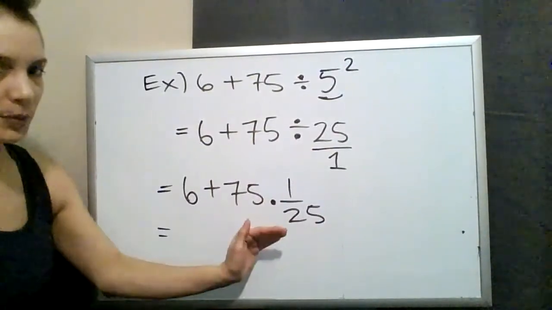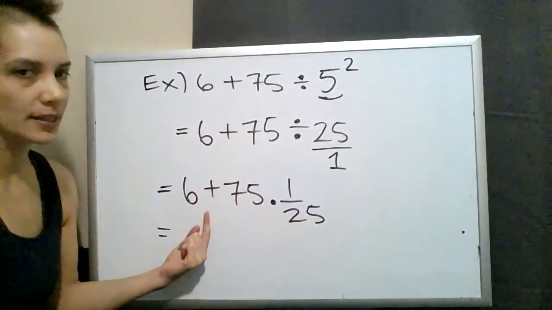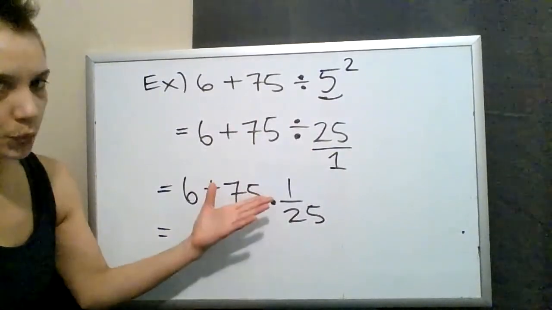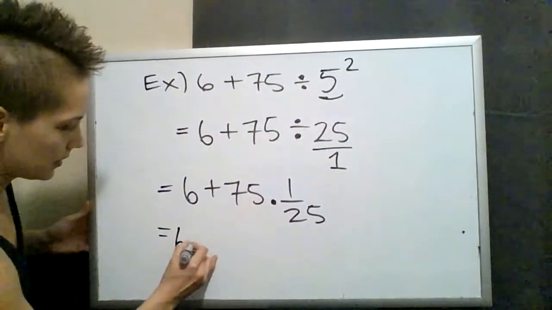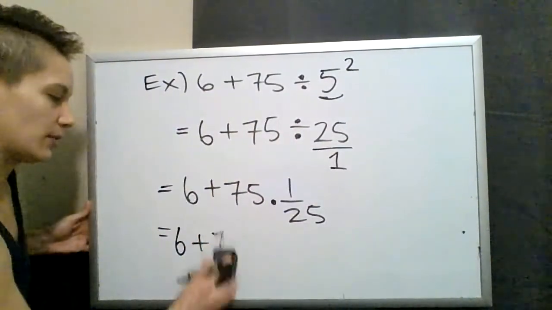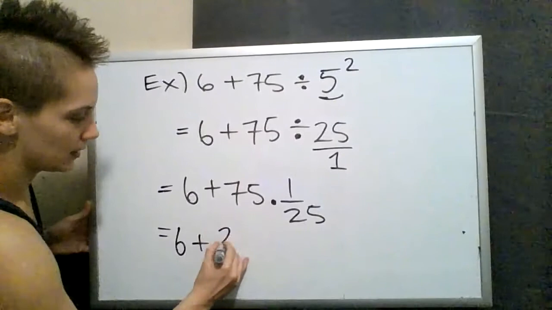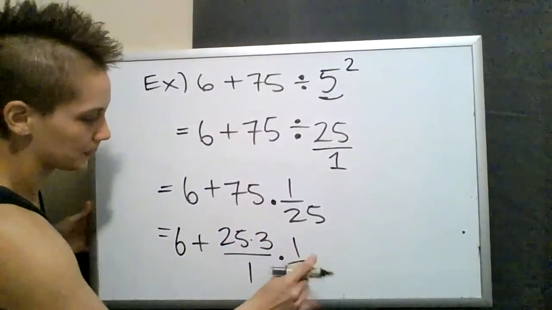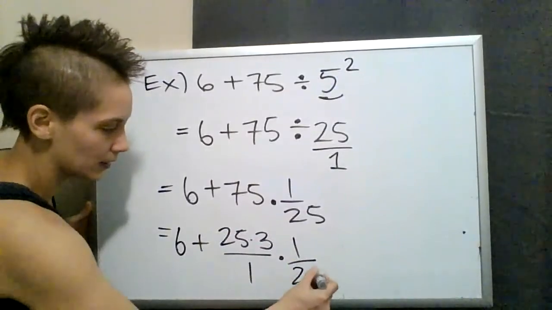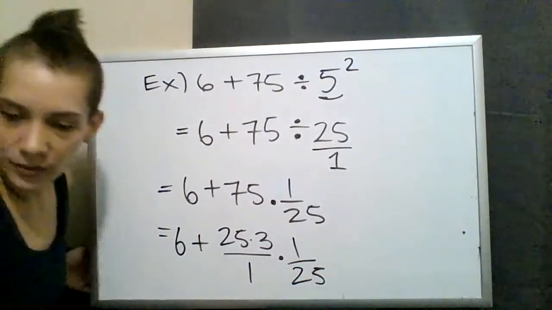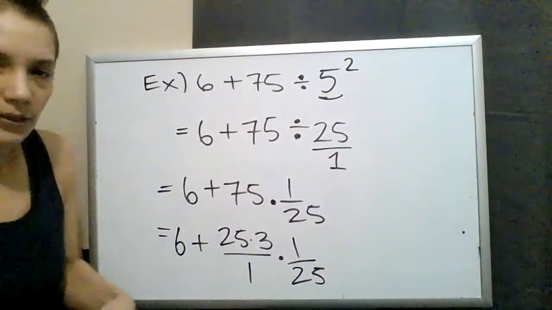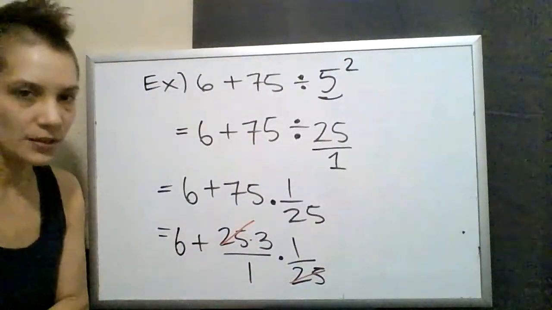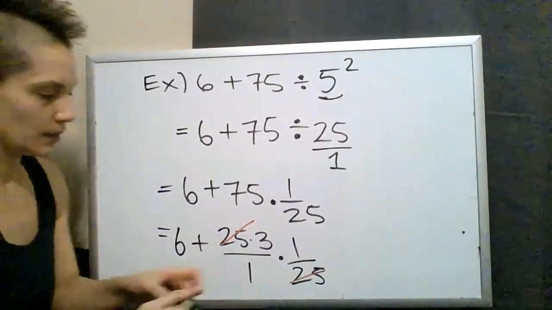Okay, still want to multiply or divide before adding or subtracting. So 75 over 25. We could factor 75 and 25. Any number over itself is going to reduce to 1. So that's going to go to 1. And what's left is 3 over 1, which is 3.